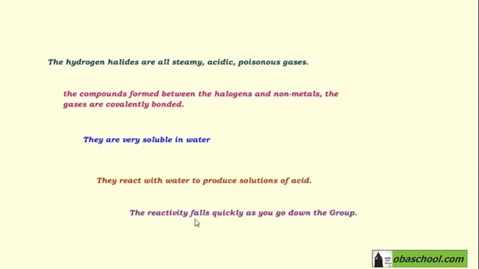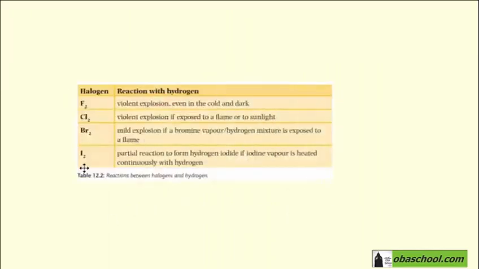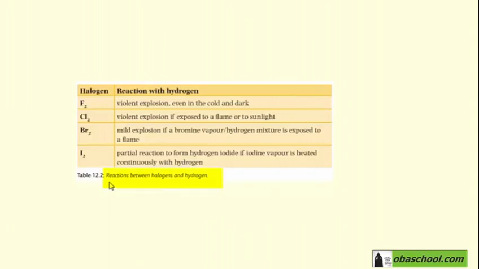The reactivity falls quickly as you go down the group. The first element has high reactivity. As we go down below, this reactivity decreases very much. Okay? Now open page 106. Let's focus on this table, reactions between halogens and hydrogen.